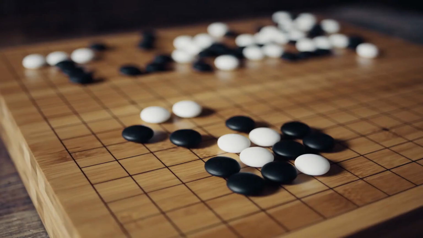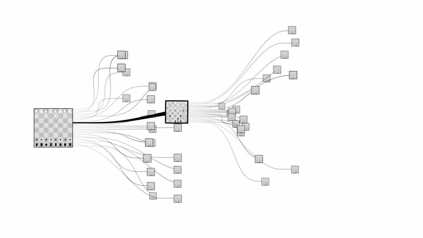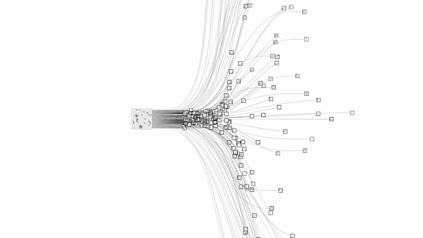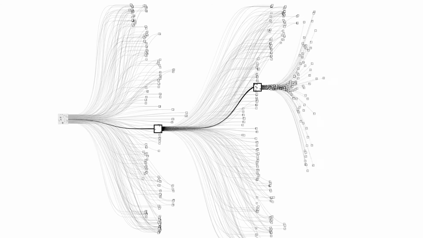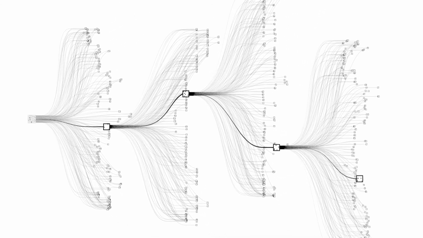Since then, the really big remaining sort of holy grail, if you like, has been Go. In chess, the number of possible moves is about 20 for the average position. In Go, it's about 200. Another way of viewing the complexity of Go is that the number of possible configurations of the board is more than the number of atoms in the universe.